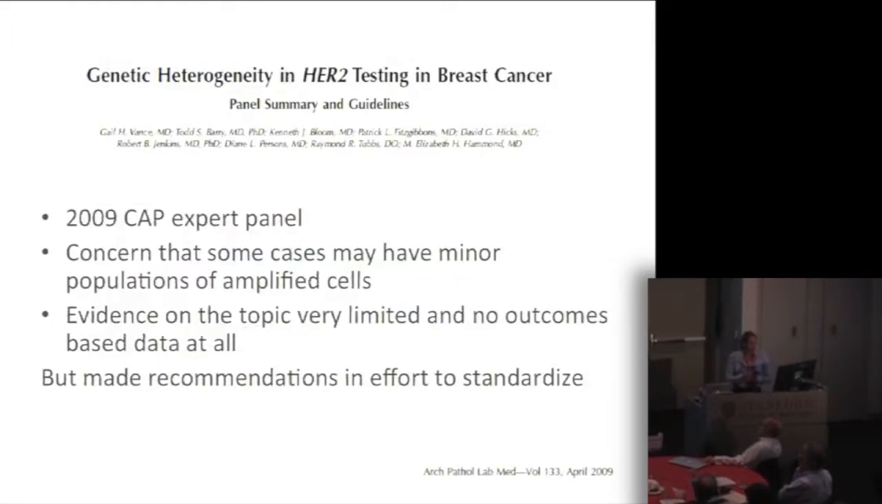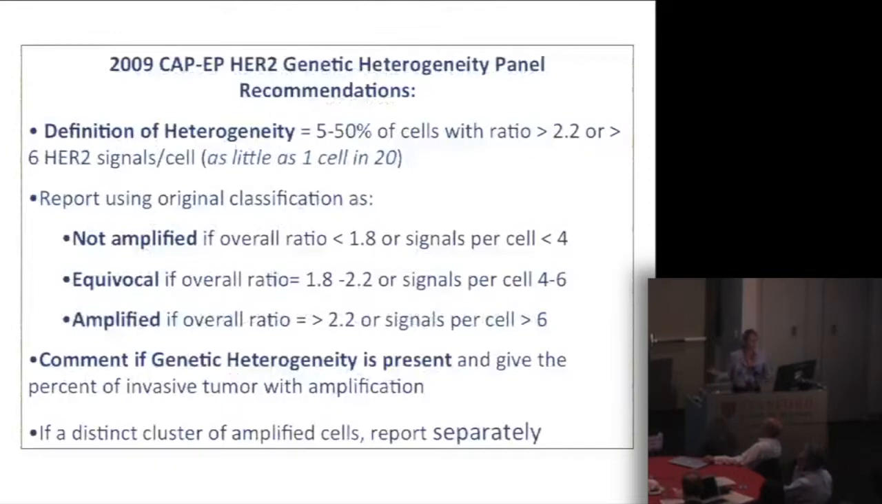So in 2009, there was an expert panel that got together and said, well, maybe we are worried about these minor cell populations by FISH, and maybe we should be scoring these differently. And so they made recommendations, but they knew that there wasn't much evidence out there to say whether these were significant minor populations of amplified cells. And their recommendations were, let's try defining heterogeneity here as 5 to 50% of cells with amplified ratios. And they used 2.2 because the older guidelines had an equivocal range that went to 2.2.